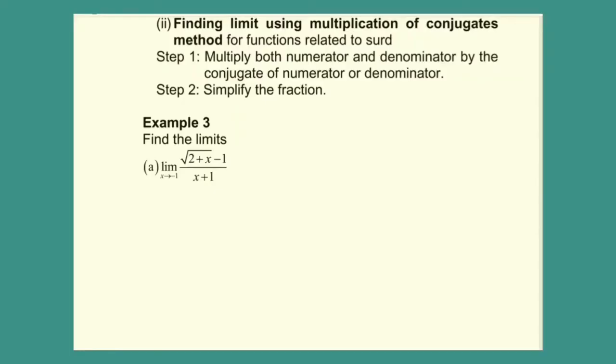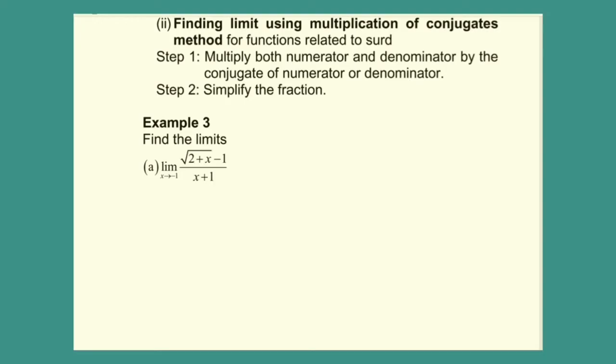So far we have covered the factorization method. Now we will cover the conjugate multiplication, used when the rational function is 0 over 0 for a function involving a square root. First, multiply both numerator and denominator by the conjugate of the numerator or denominator, and then simplify the fraction.